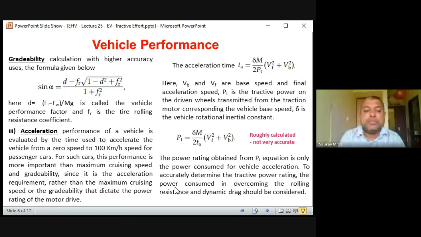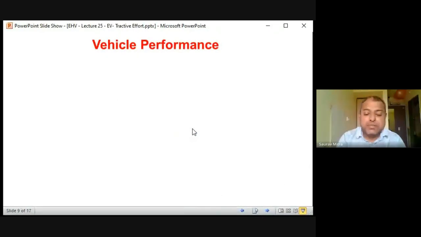So the power rating obtained from the Pt equation is only the power consumed for vehicle acceleration. To accurately determine the tractive power rating, the power consumed in overcoming rolling resistance and aerodynamic drag should be considered. Whatever we are considering in this Pt equation is only the power required to increase the speed. But there are certain negative forces, certain drags. One is the rolling resistance, capital Fr. Another is the aerodynamic drag, Fw. If we incorporate those into the equation Pt, the equation becomes a little big.